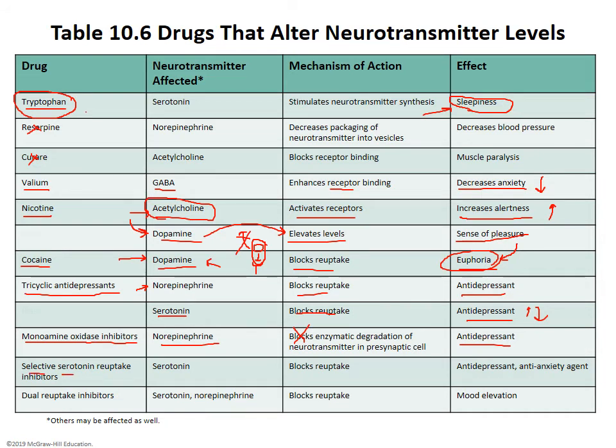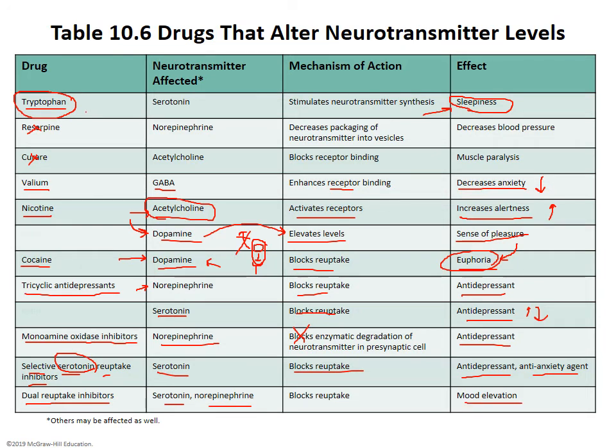Selective serotonin reuptake inhibitors. Serotonin obviously is what it's going to be affecting because it's selective serotonin reuptake, and it blocks reuptake. This is an antidepressant again, and an anti-anxiety type of thing. And this is kind of a more common one that's used right now. And then we have finally the dual reuptake inhibitors. It blocks both norepinephrine and serotonin, and it just puts you in a better mood.